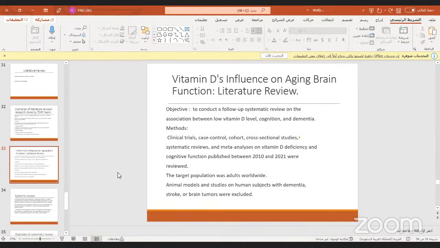Another example of literature review study titled Vitamin D Influence on Aging Brain Function. Objective, clear from the title, to conduct a follow-up systematic review on association between low vitamin D level, cognition, and dementia. The methods as in the previous one, different studies have been reviewed that talk about vitamin D deficiency and cognitive function published between 2010 and 2021. The target population was adults worldwide. Animal models and studies on human subjects with dementia, stroke, and pre-existing conditions like brain tumors were excluded.